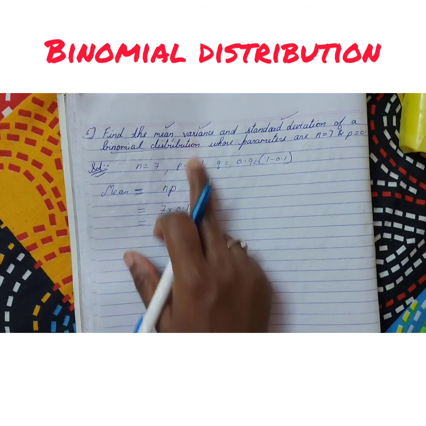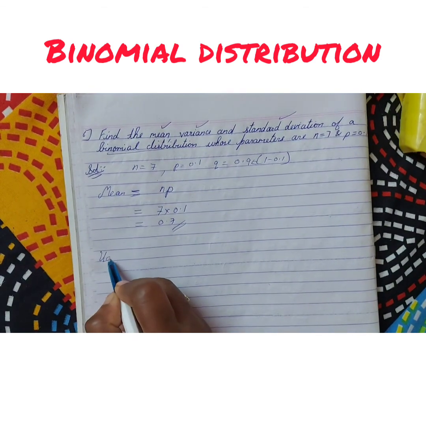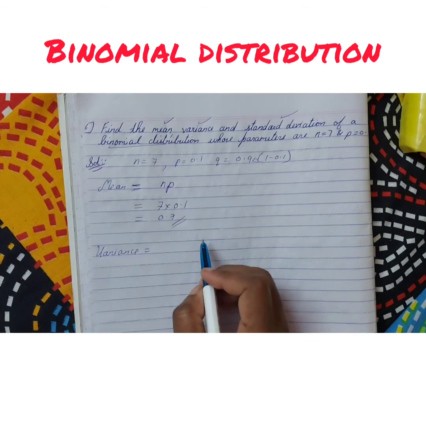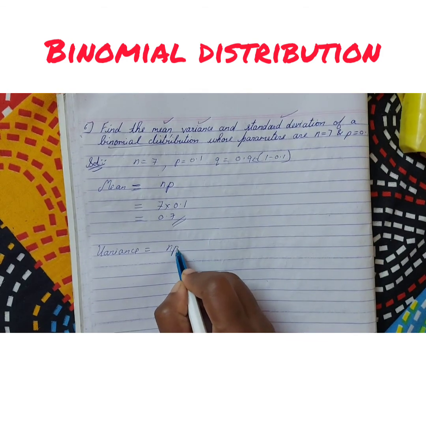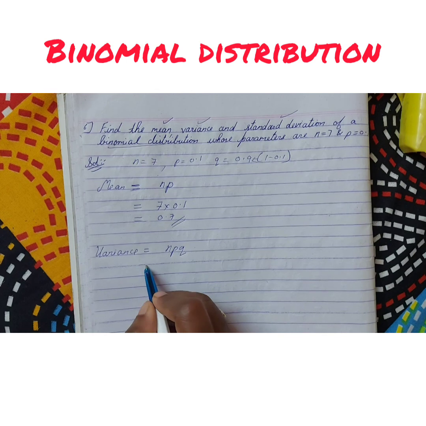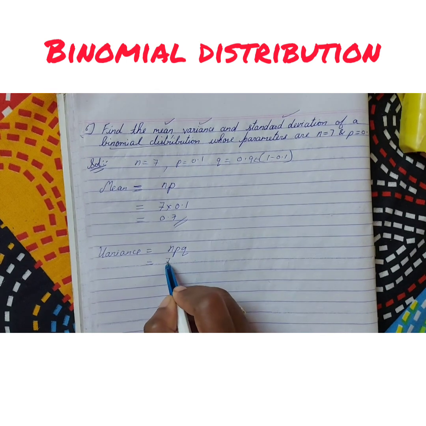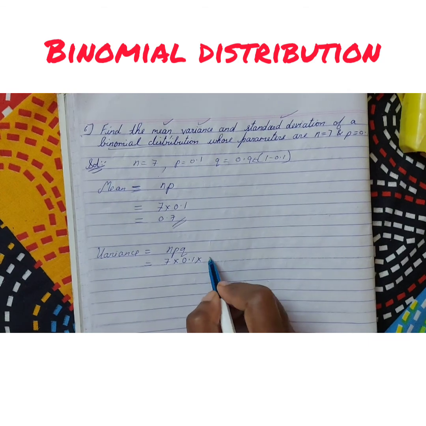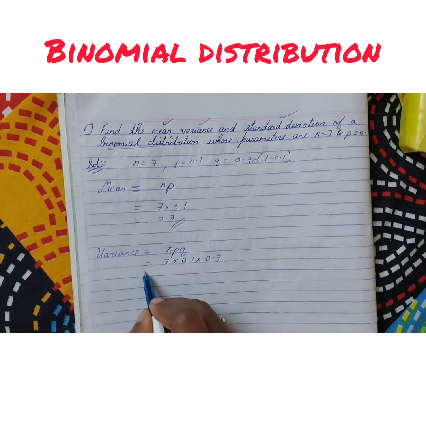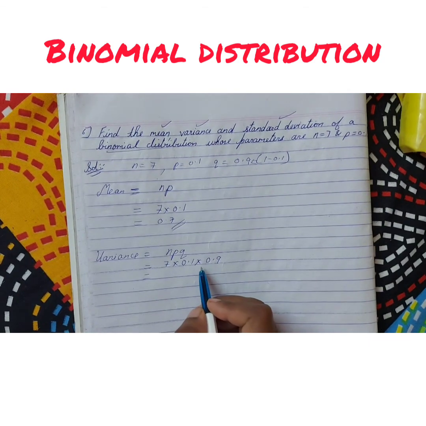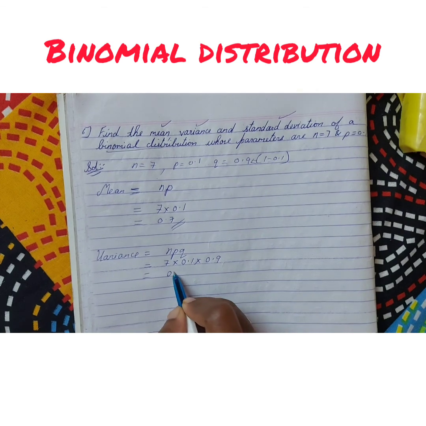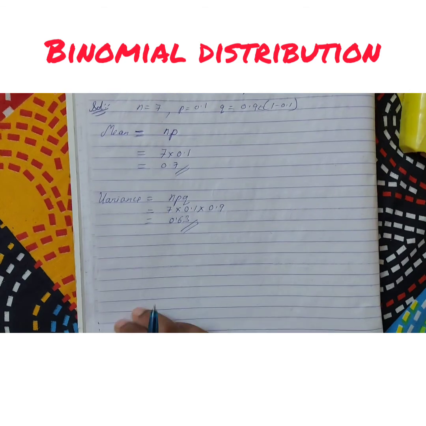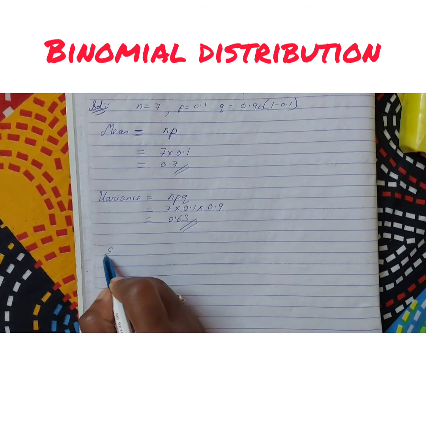Now what they have asked? Variance. Variance is equal to, the formula is n into p into q. So n is 7 into p is 0.1 into q is 0.9. Just multiply 7 into 0.1 into 0.9. The answer will come to 0.63. This is variance.